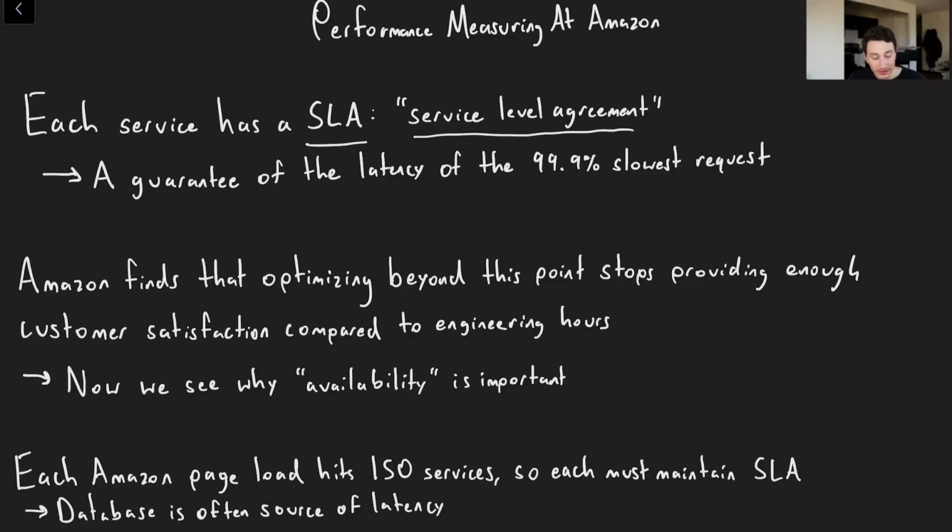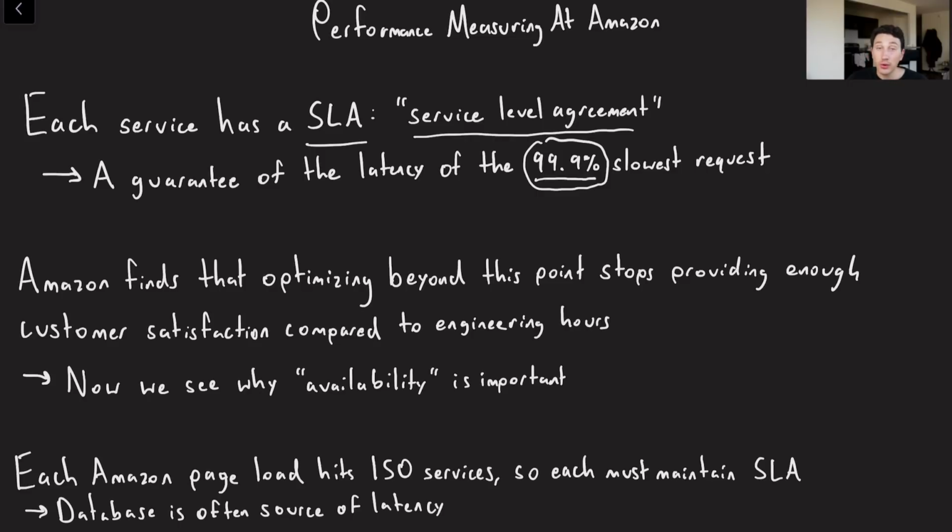So Amazon says basically what we like to do is provide SLAs for the 99th percentile or the 99.9th percentile slowest request. The reason being they find that ensuring anything more than that takes way too much engineering effort and doesn't make their customers that much happier. It's just diminishing returns. So again, they're looking to basically get statistics at this 99.9th slowest request.